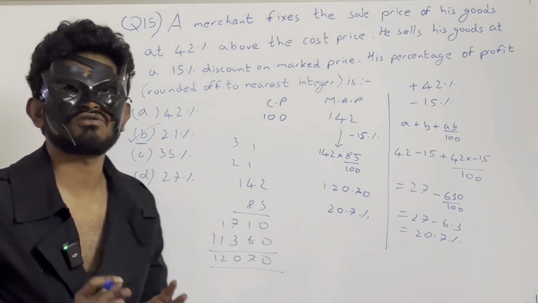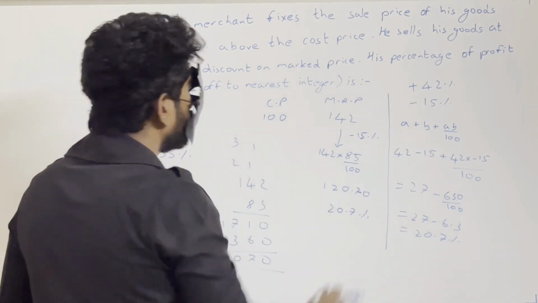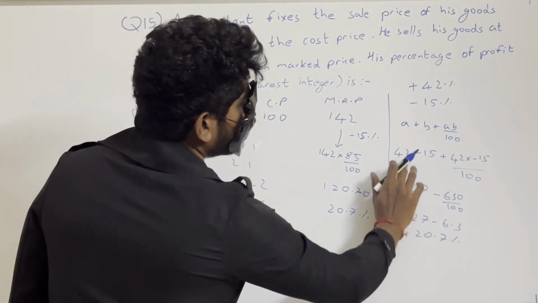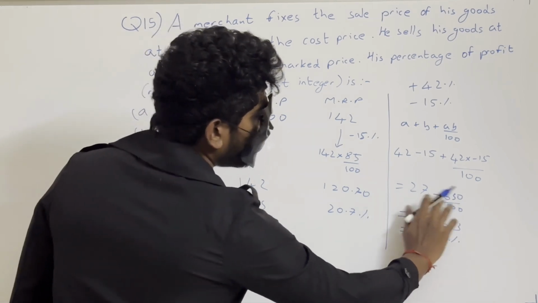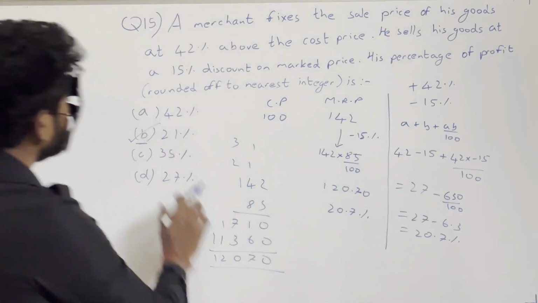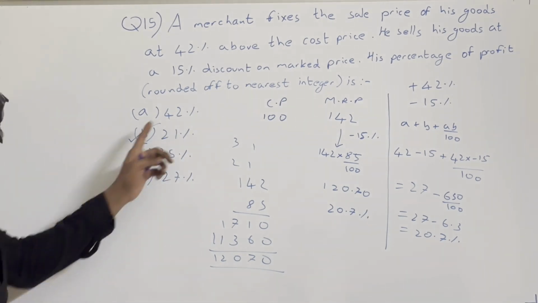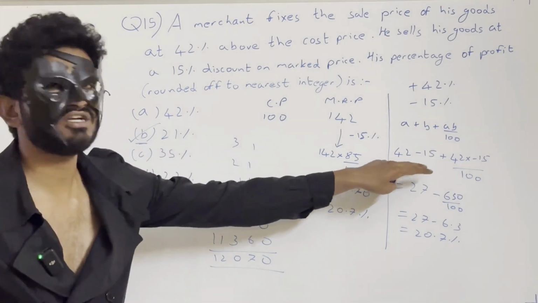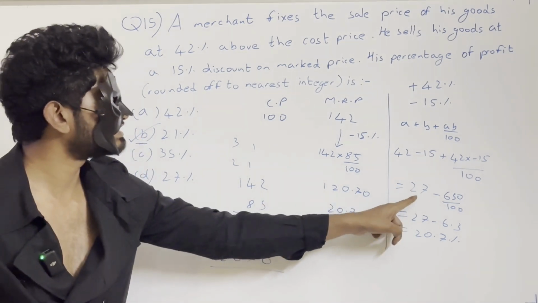And by using the options also you can do it in a faster way. In this method, 42 minus 15 is nothing but 27. So I'll be getting 27 minus something which is a greater value. In these options, only one option is less than 27, that is option B, 21. So after reaching this point, you could have directly marked option B, because only one option is less than this 27.